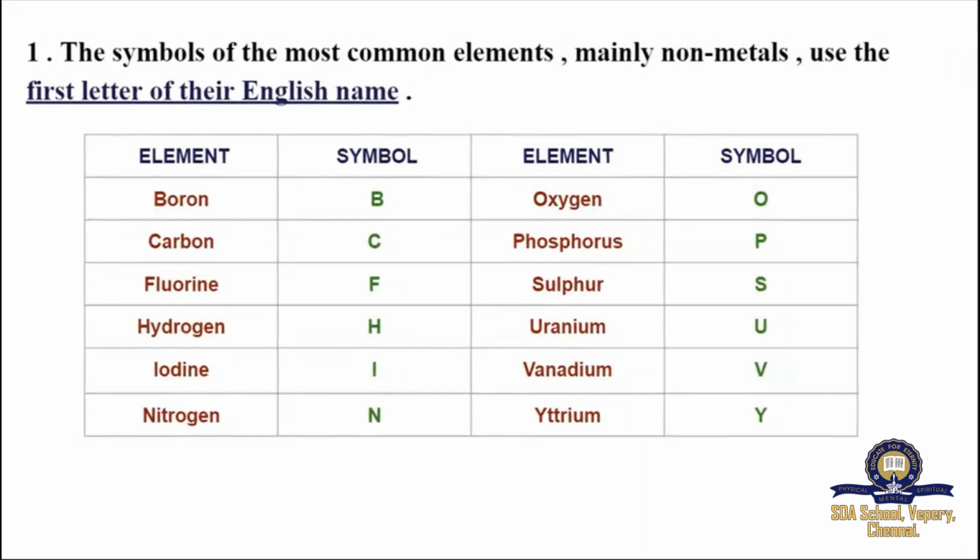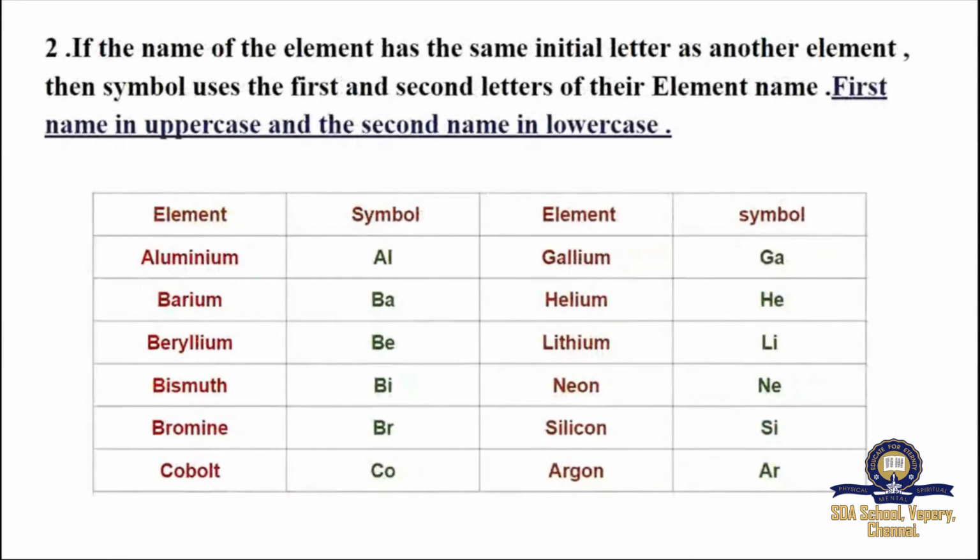Next, we will see the second type of symbols. If the name of the element has the same initial letter as another element, then the symbol uses the first and second letters of the element name.